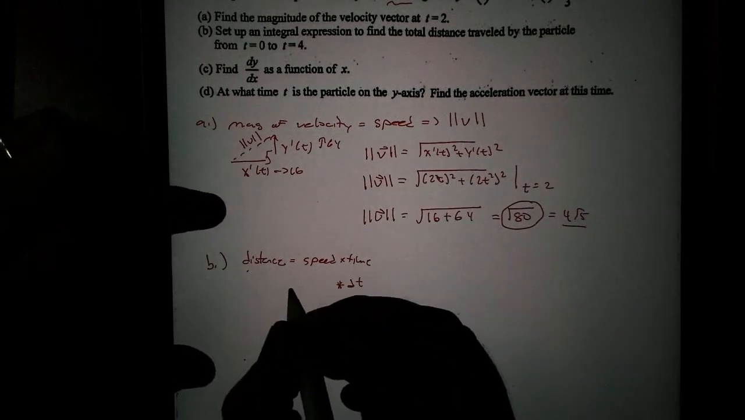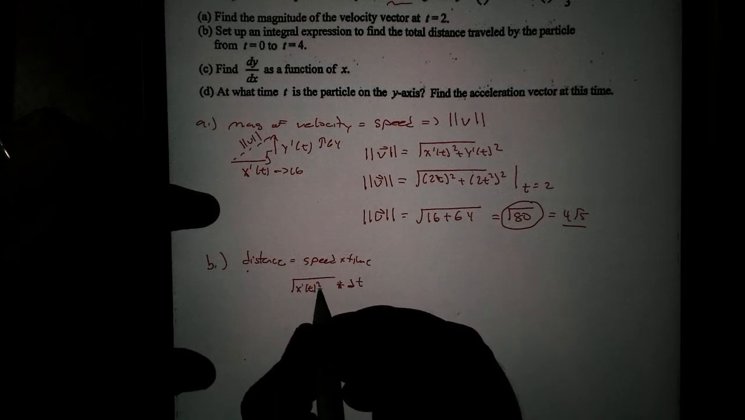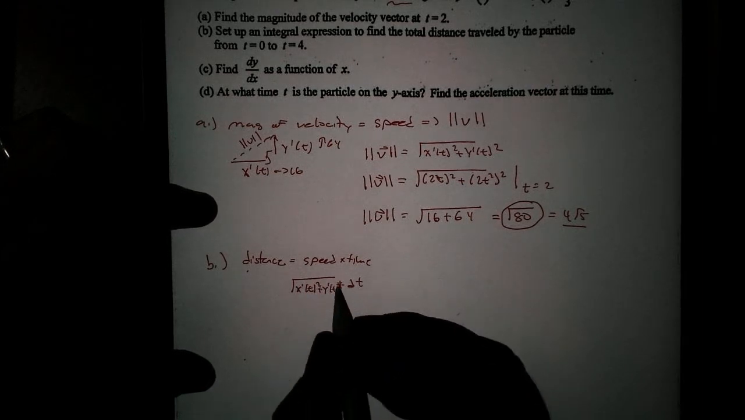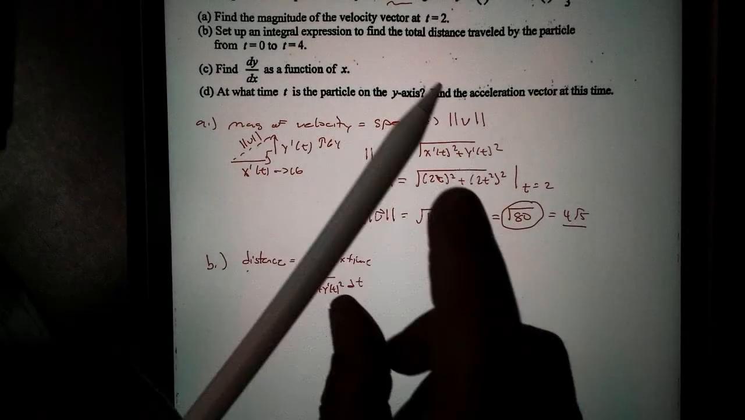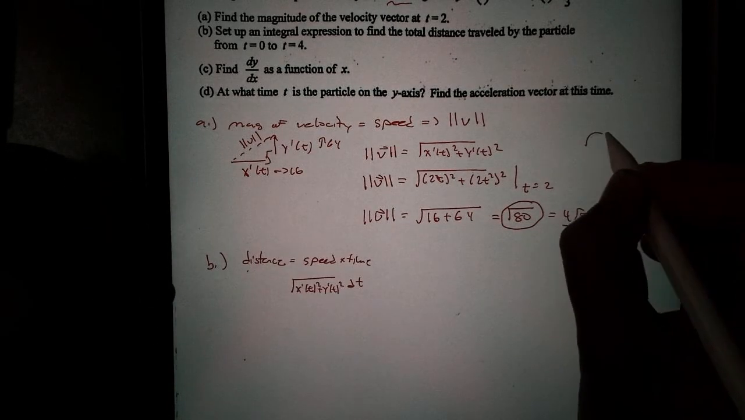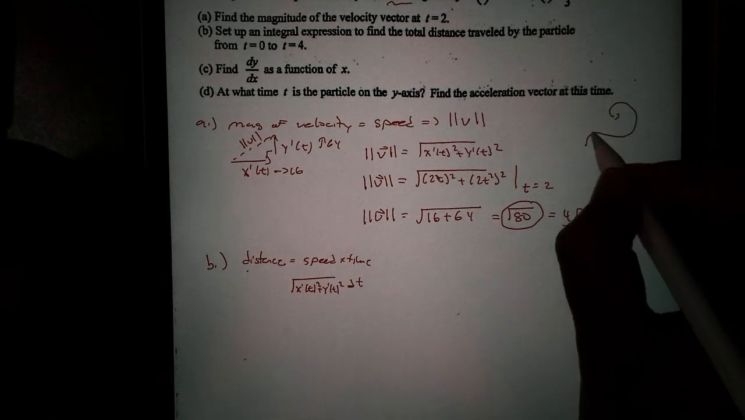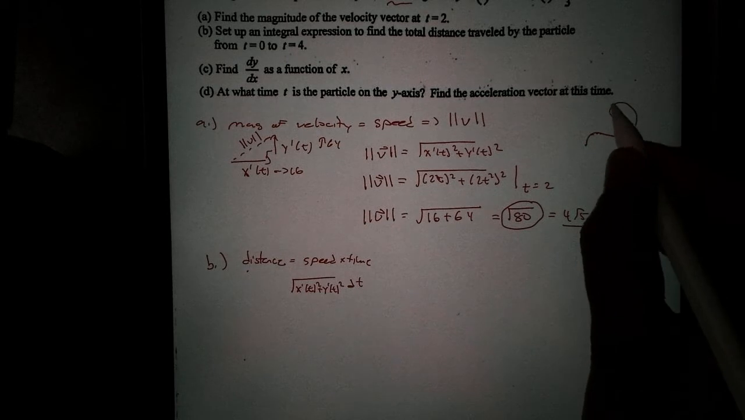So that is our square root of x prime of t squared plus y prime of t squared. Now that is a very incremental, tiny bit of our distance. So remember, we have a particle. The particle could be looking like this, right? So we're only talking about little tiny bits of the path. But there are infinitely many of them, and we're just going to add them all together.